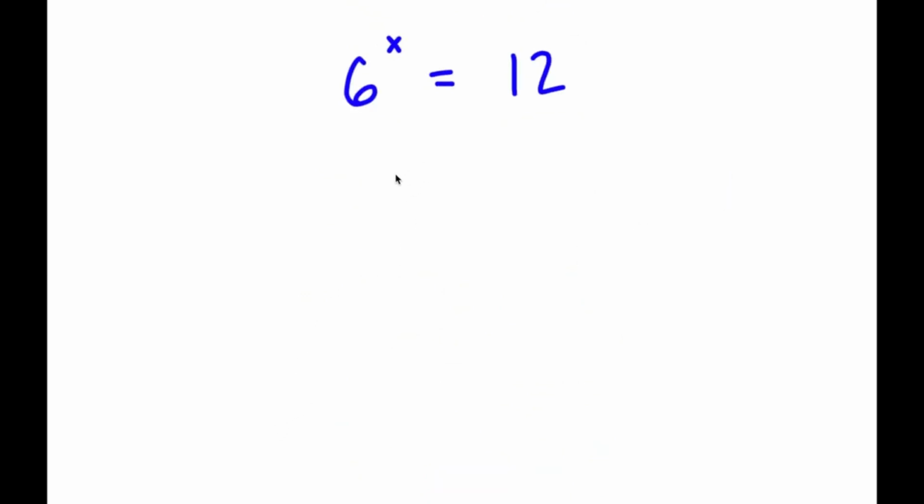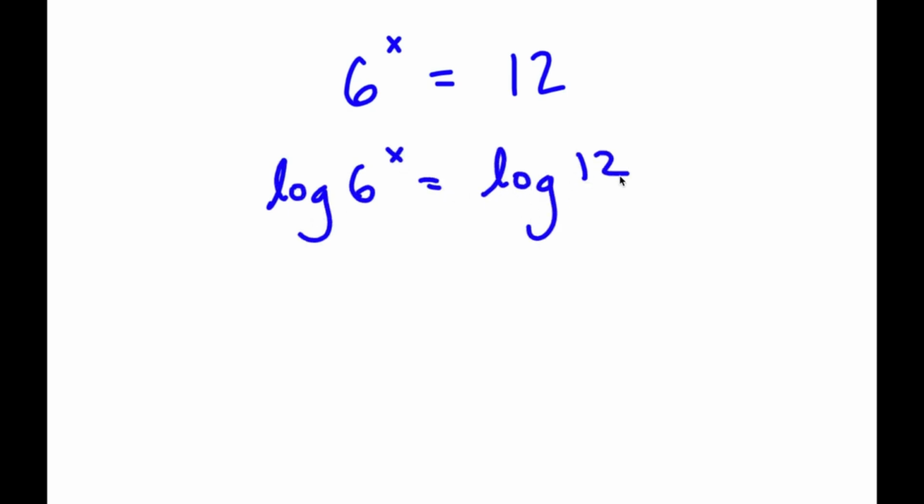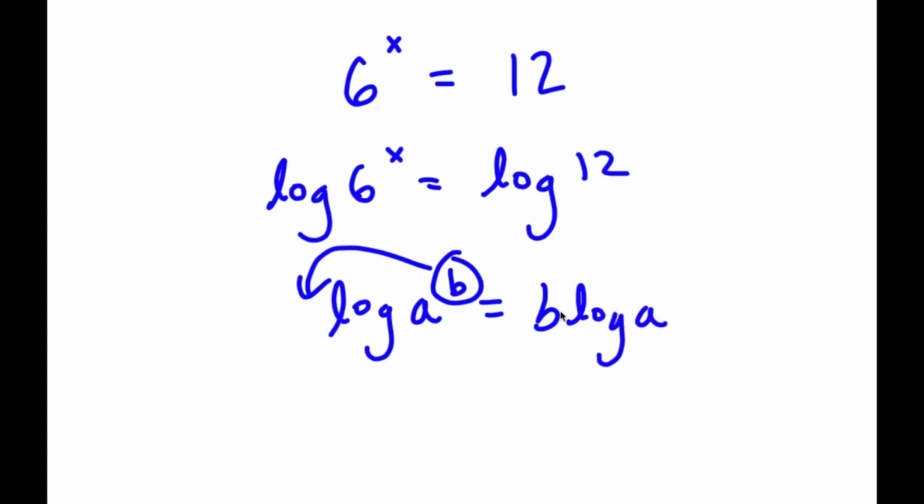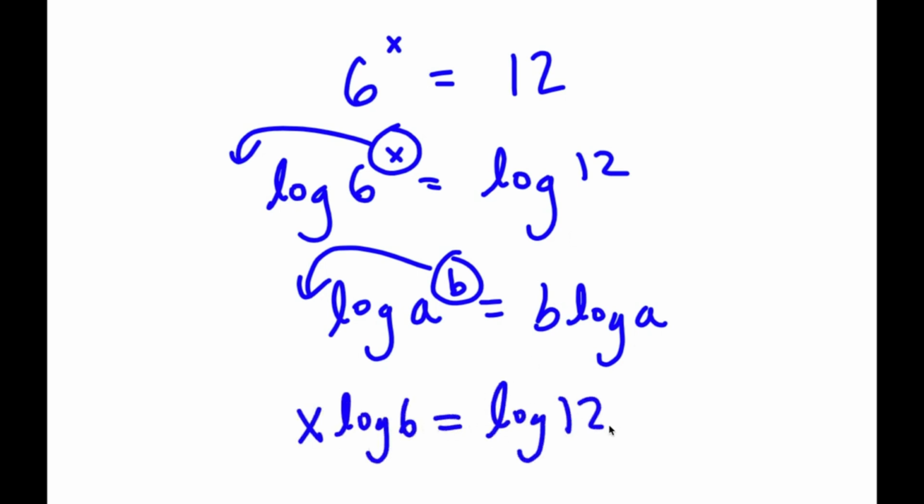Alright, so for this problem, I have 6 to the power of x is equal to 12. So to solve this problem, I'm going to first start by taking the log on both sides. So now I have log 6 to the power of x is equal to log 12. Now if I have something in the form log a to the power of b, I can simply move this exponent b to the front. So this is going to equal b times log a. So in this case, log 6 to the power of x, I can move x to the front. So that's going to equal x times log 6, which is equal to log 12.